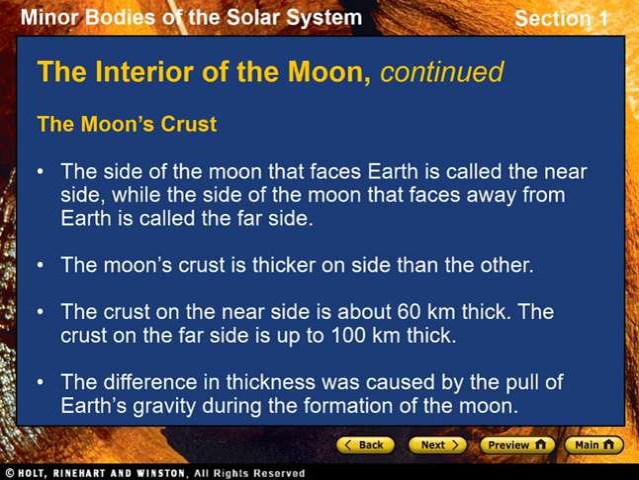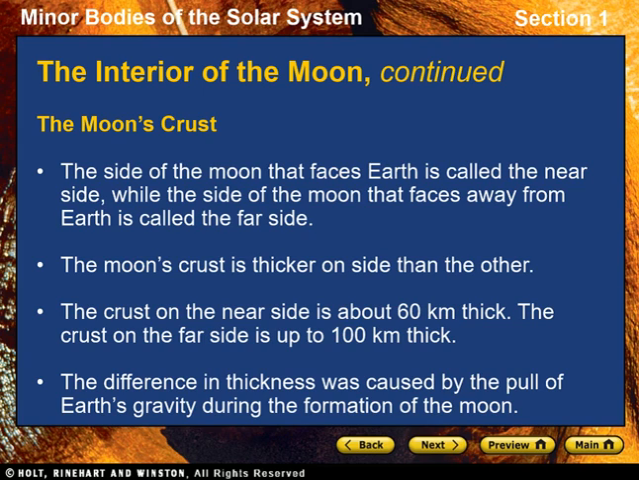The moon's crust. One side of the moon always faces Earth. That side is therefore called the near side. The other side always faces away from Earth and is called the far side. The pull of Earth's gravity during the moon's formation caused the crust on the far side of the moon to become thicker than the crust on the near side.